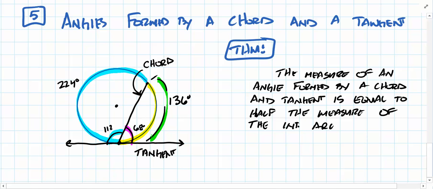Same for the other side. The reason is because this is a tangent line, so it's got to be 180 degrees. Those two have to add to 180. So the same rules still apply for that. Sorry, it's not an if-then, it's just a statement.